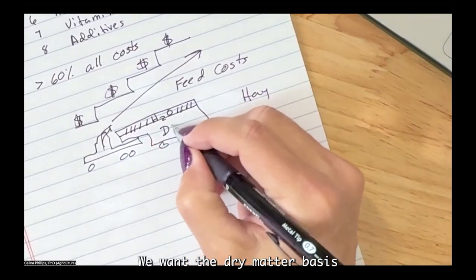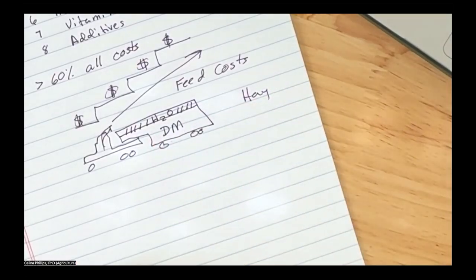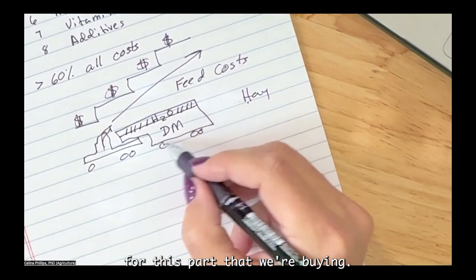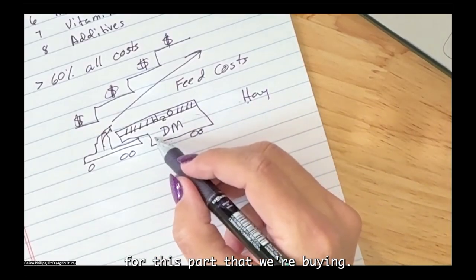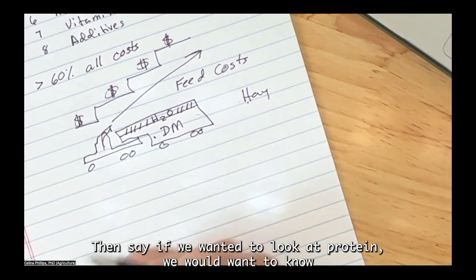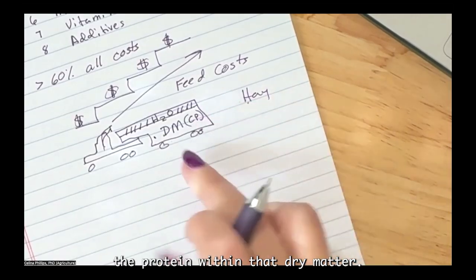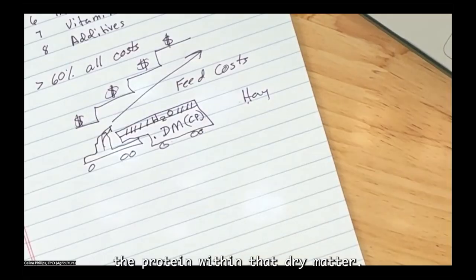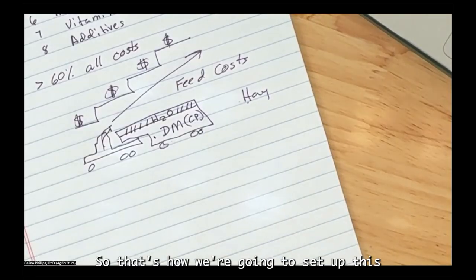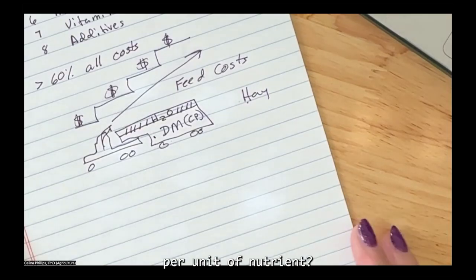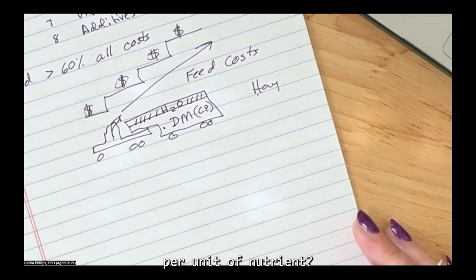We want the dry matter basis, because we want to know what that cost is for this part that we're buying. Okay. Then say if we wanted to look at protein, we would want to know the protein within that dry matter. So that's how we're going to set up this math to be able to answer the question, what is our feed cost per unit of nutrient?